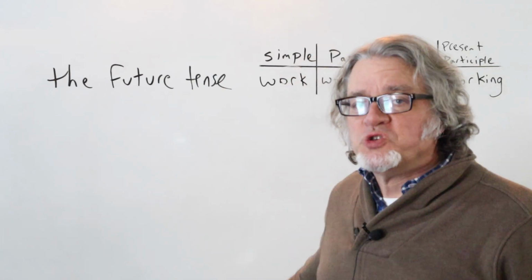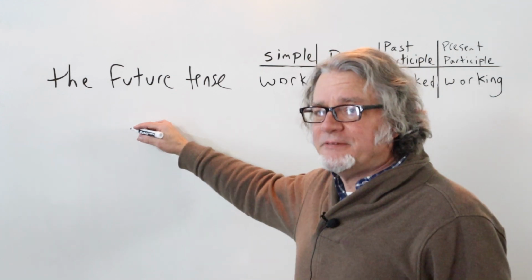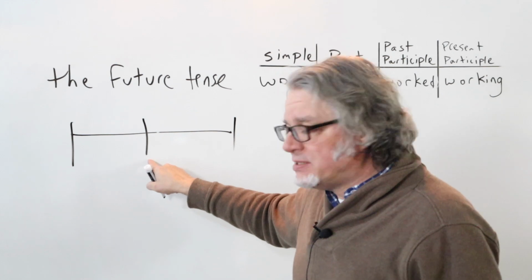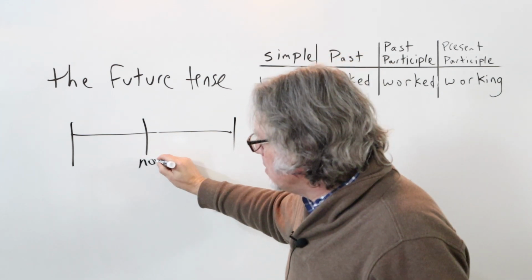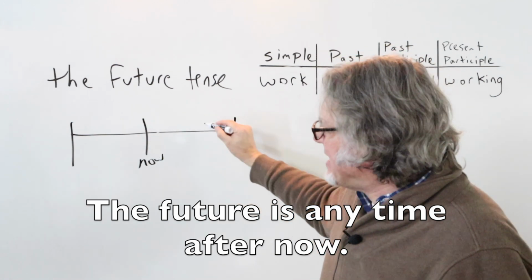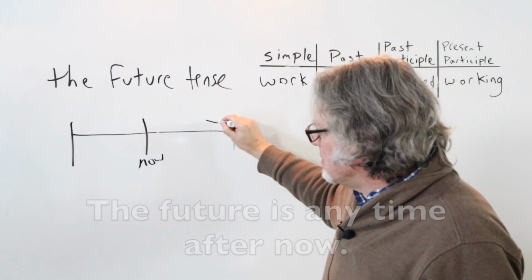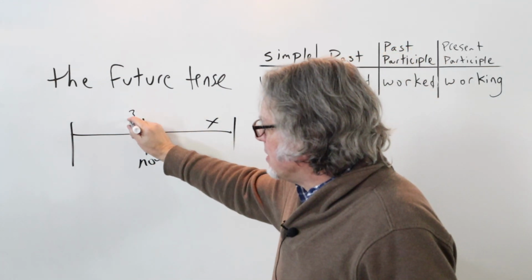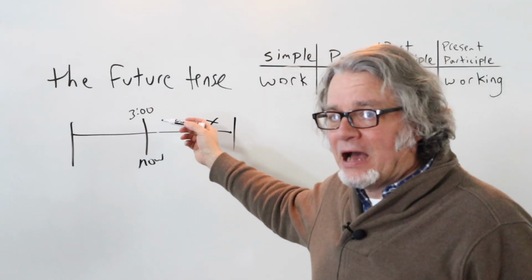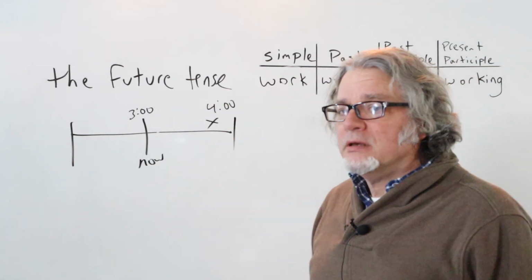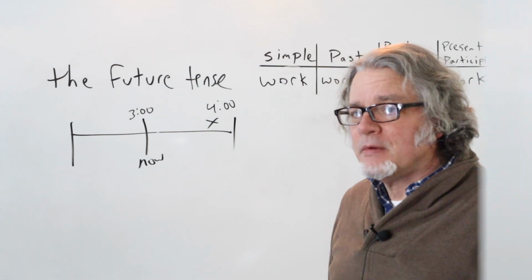Use the simple future tense for future activity. So here is the present. This is now. And the future is anytime after now. So it could be right here. If it is 3 o'clock now, then the future could be 4 o'clock.